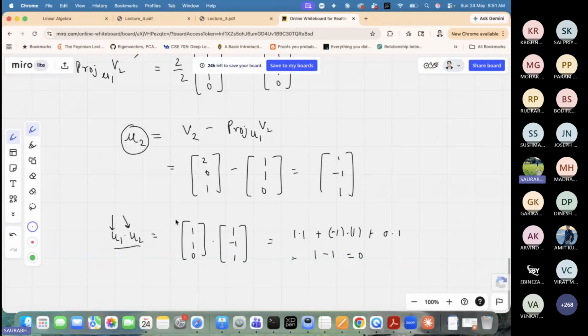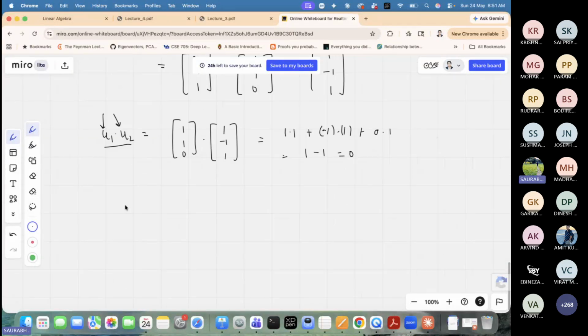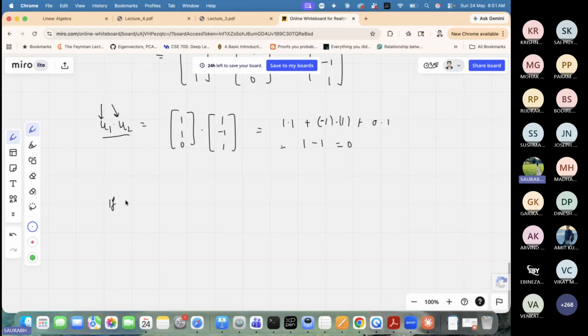Now if we have to remove the overlap of V3 with V1 and V2.